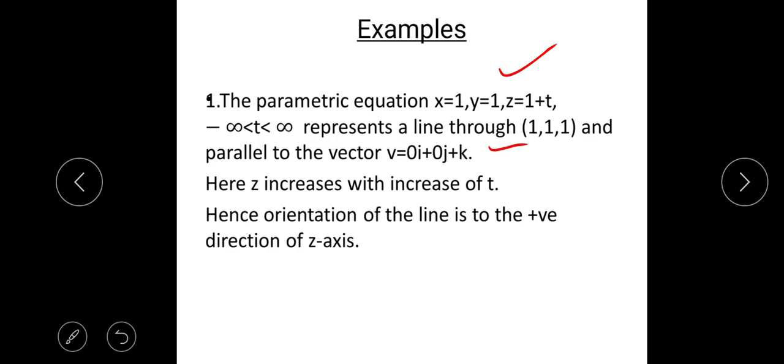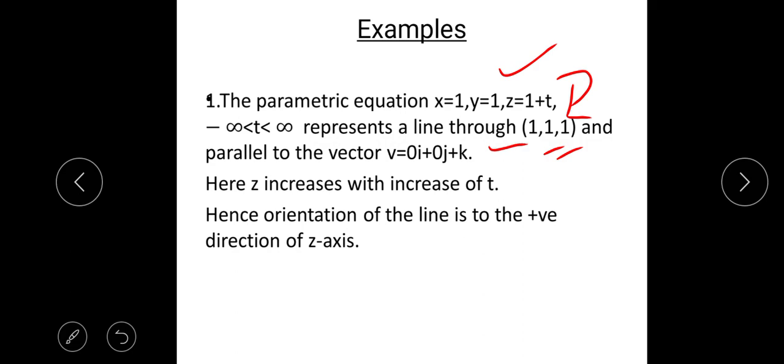In the equation x is equal to 1, y is equal to 1, z is equal to 1 plus t, you collect the constants. The first term x is equal to 1, y is equal to 1 and z is equal to 1 plus t, and that 1 is the constant. You form a triplet. Triplet means having three components. So 1, 1, 1. So surely we can say that this curve passes through the point 1, 1, 1.